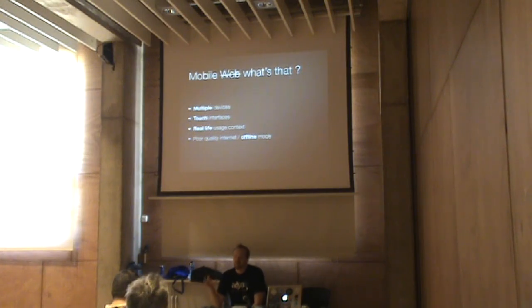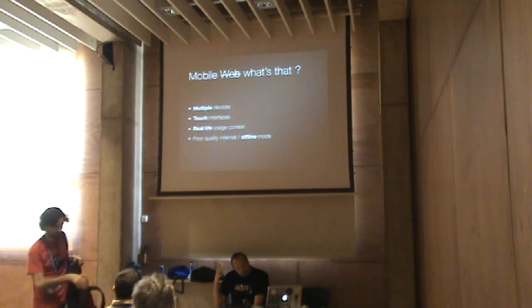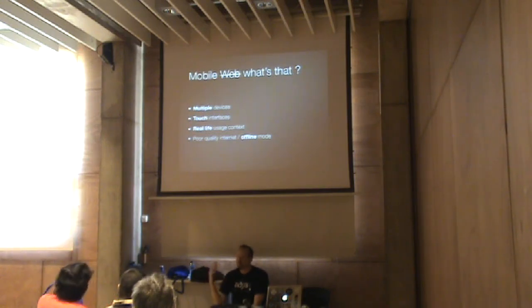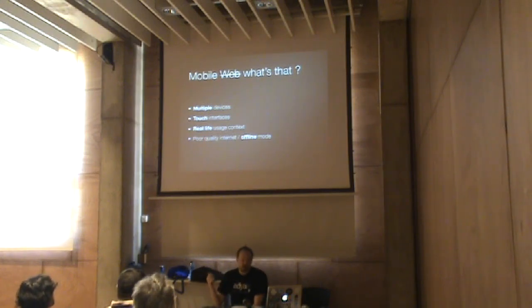Then another big thing is the touch interfaces. We're doing mobile websites or applications, and we are dealing with touch interfaces mainly. Another thing that is almost always forgotten when we're doing mobile websites or applications is that they should be used in a real life usage context. We'll see how. Last thing is that usually we have poor quality internet. I mean, not always. We have 3G, but sometimes it's going to Edge, sometimes going offline. So we have to think about this also.